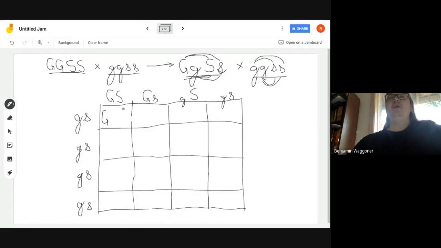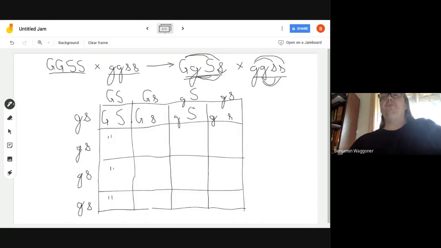So in this box, I'll put big G, big S. And I could write them in these other columns, but they're all going to be the same, so I'm just going to put quotation marks. And in here, I'm going to put big G, little s. And here I'm going to put little g, big S. And here I'm going to put little g, little s. Okay, there's the columns. How about the rows?